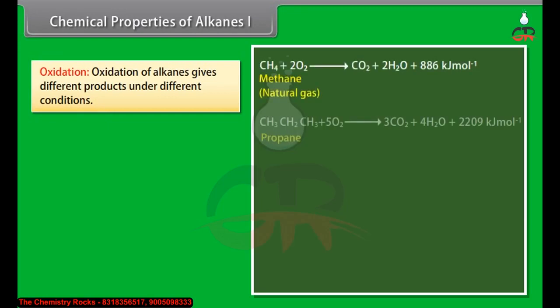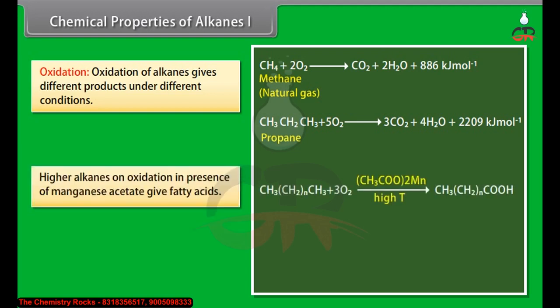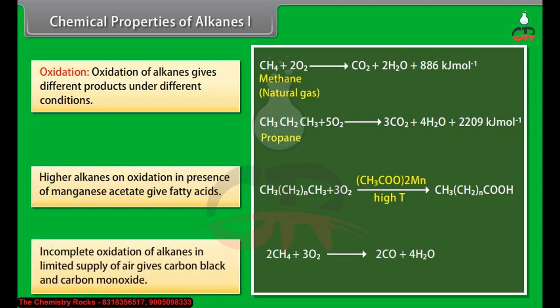Oxidation. Oxidation of alkanes gives different products under different conditions. Alkanes heated in the presence of air or dioxygen are completely oxidized to carbon dioxide and water with the evolution of a large amount of heat. Higher alkanes on oxidation in the presence of manganese acetate give fatty acids. Incomplete oxidation of alkanes in a limited supply of air gives carbon black and carbon monoxide.